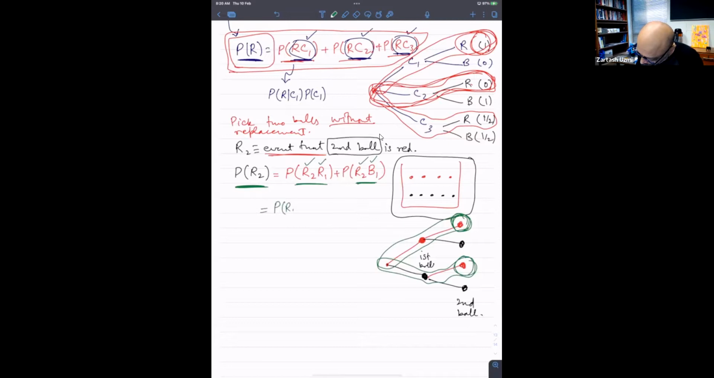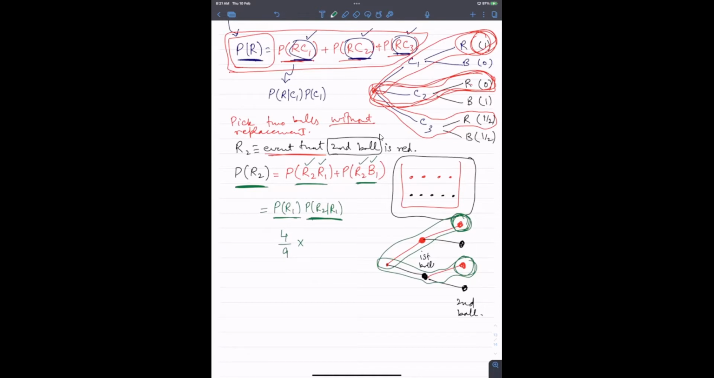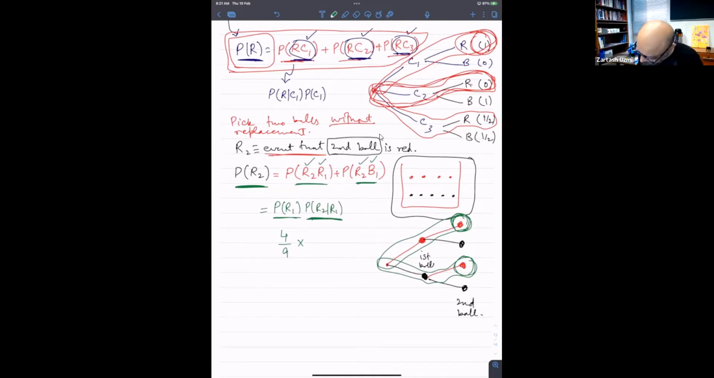And then we can write this as probability of R1 times probability of R2 given R1. It's very easy to calculate probability of R2 given R1. What is the probability of R1? Everyone told me this is 4/9, because there are 4 red balls and 9 balls in total. What is the probability of R2 given R1? Given R1 means you have drawn a red and you are not replacing it back. Anyone? 3/8. Yes, this is going to be 3/8.